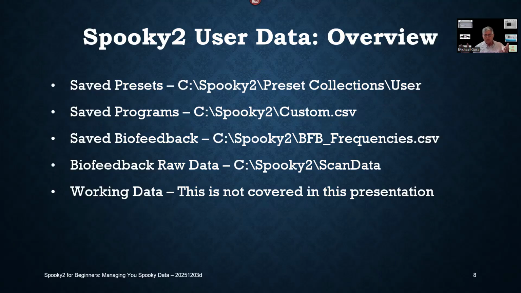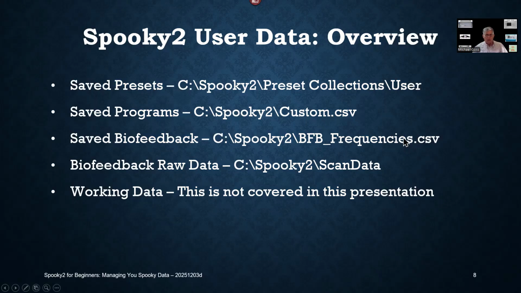When you save a preset in the preset tab, that preset is a text file and it is saved into C Spooky2 preset collections user. That's the folder that it goes to. If you're in the programs tab and you put some programs together and you want to save them, that goes into a file at C Spooky2 custom.csv. We'll talk about what that means in a little while. If you save your biofeedback, which most people do, that goes into a file at C Spooky2 BFB frequencies.csv.